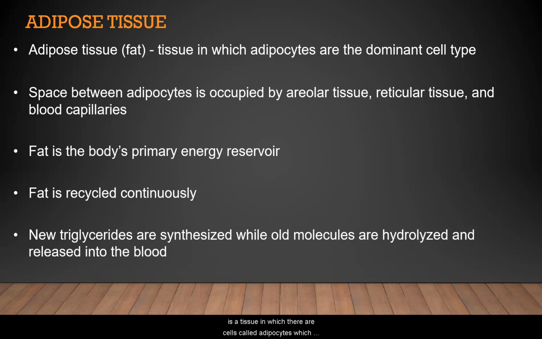Adipose tissue is a tissue in which there are cells called adipocytes, which are the dominant cell type. The space between adipocytes is occupied by areolar tissue, highly vascular, also reticular tissue, and blood capillaries. Now, fat, of course, is the body's primary energy store, and fat gets recycled continuously. New triglycerides get synthesized while you eat, and then old molecules are always hydrolyzed and released into the blood for building of new molecules. That's fat.